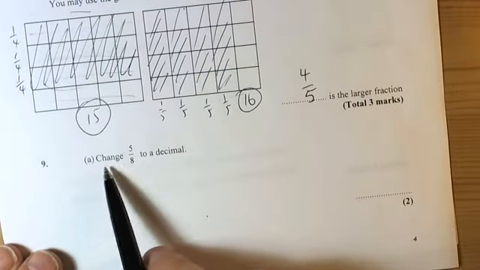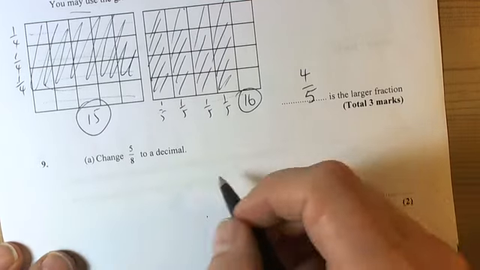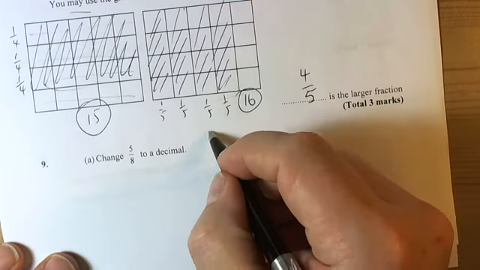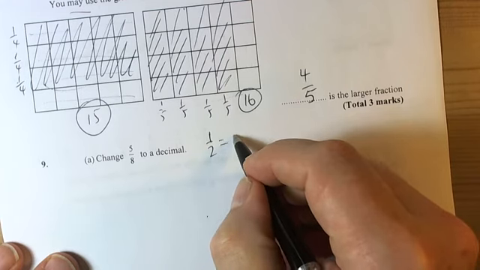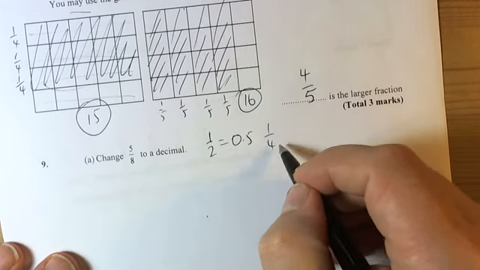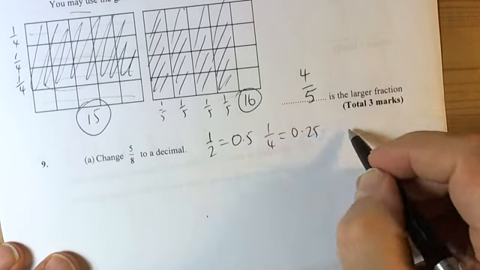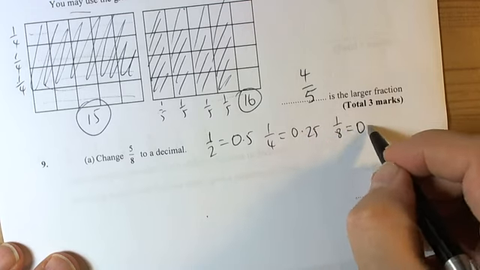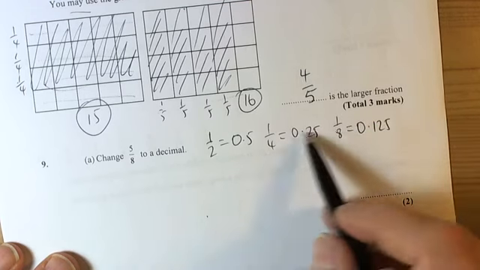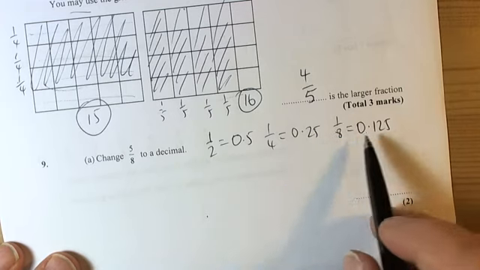Now this one says change 5/8 to a decimal. Now we've got lots of ways of doing this. We either recognise the standards. A half is 0.5 as a decimal, a quarter is 0.25 as a decimal, and an eighth is 0.125 as a decimal. These are ones that you really ought to know, guys.